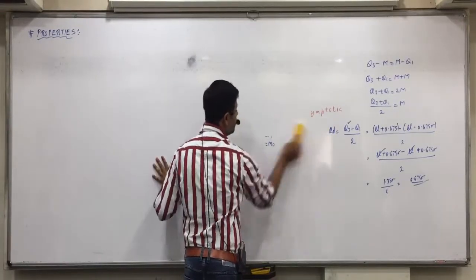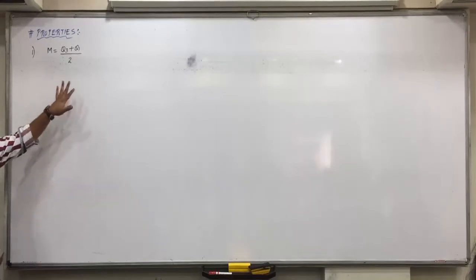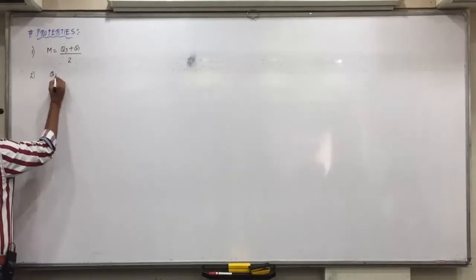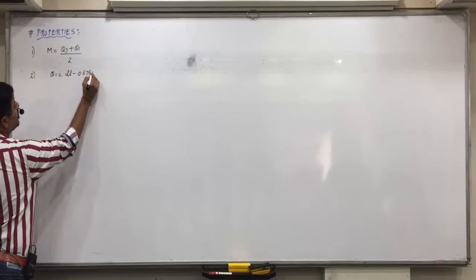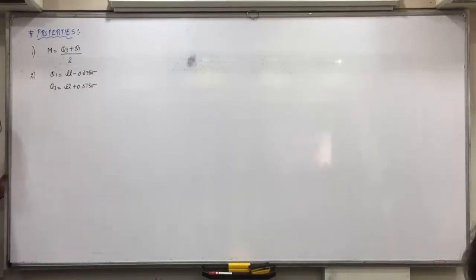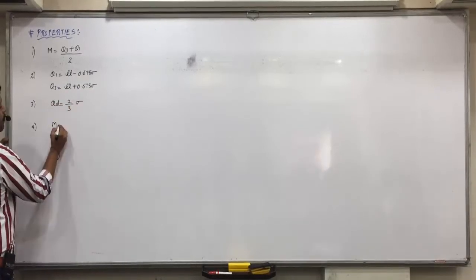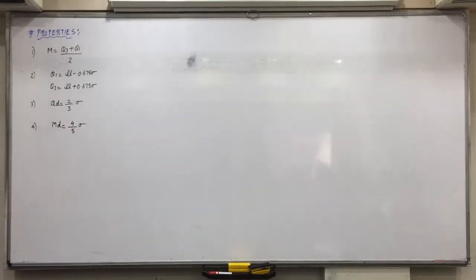Yes, in the summary. First, median is Q3 plus Q1 upon 2. This we will have to use in practical questions. All those properties I am going to make you write. Q1, mu minus 0.675 sigma. Q3, mu plus 0.675 sigma. Quartile deviation 2 by 3 sigma. Mean deviation 4 by 5 sigma. Okay, these 4 will be required when we solve the practical questions.